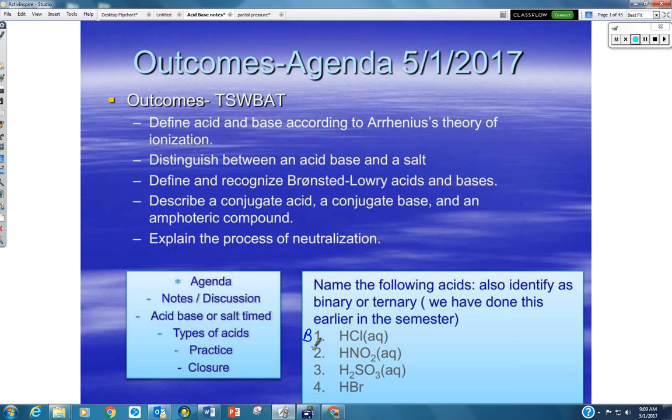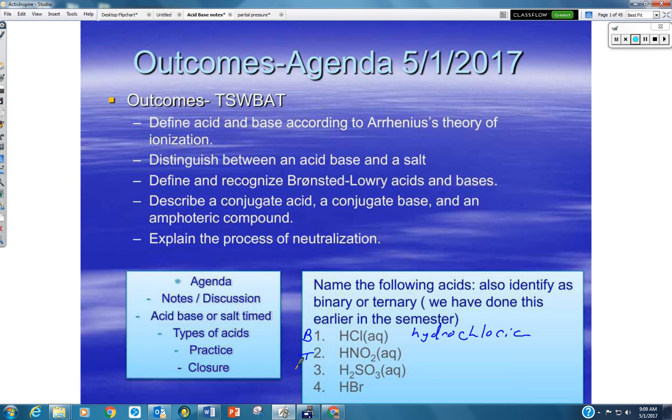And naming a binary acid, what's the first thing that we always start with? Hydro. So it's hydrogen and chlorine, so it's hydrochloric. The ide becomes ic. All right. Number 2, is it binary or ternary?